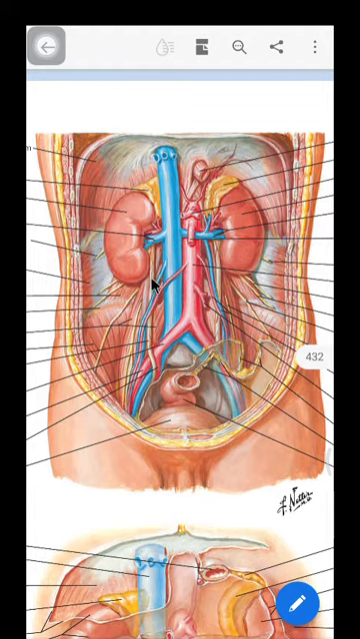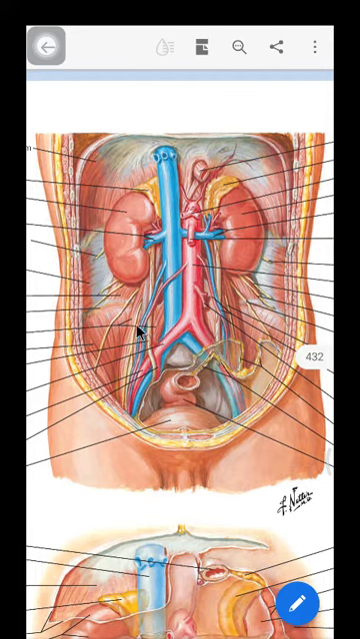As you can see, the ureter has an intra-abdominal part and a pelvic part. So first we will see about the intra-abdominal part of the ureter. It extends from the lower border of the corresponding kidney till the inlet of the pelvis. Now when you come to the relations, it lies on the muscle over here.